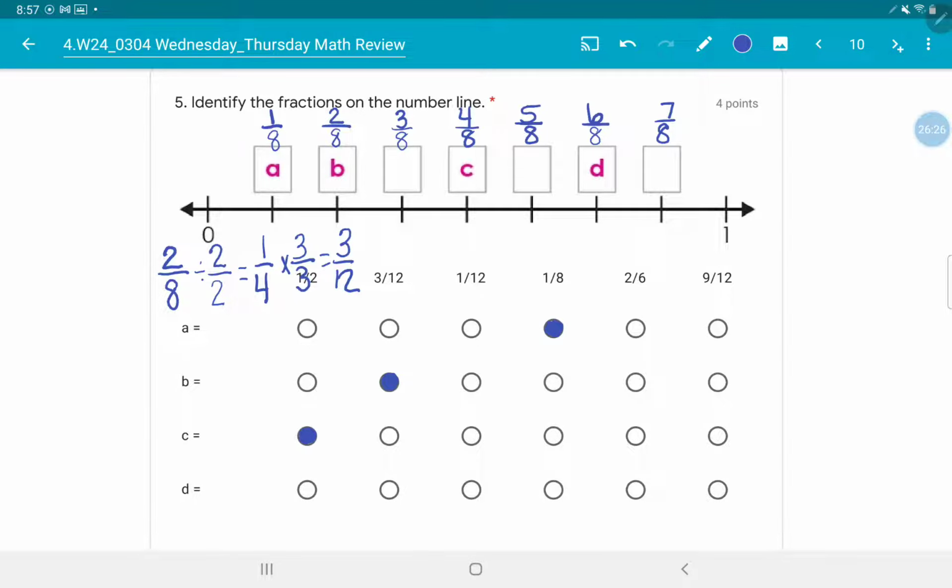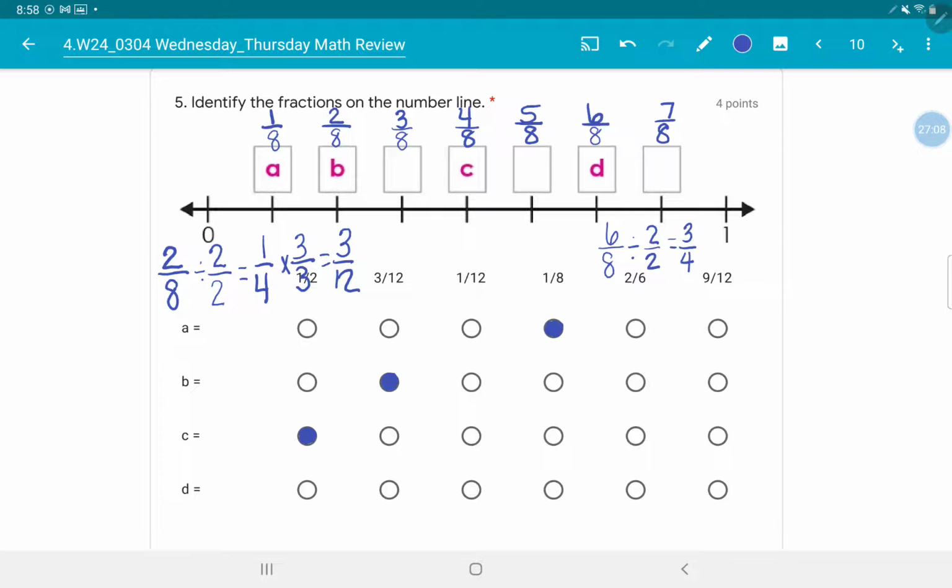Okay, we already said C is 1/2. Now we have D, 6/8. We've got to figure out what that's going to be. I can divide both of those by 2. 6 divided by 2 is 3. 8 divided by 2 is 4. So that's 3/4. Is that one of my choices? No. I need to get to 12ths.